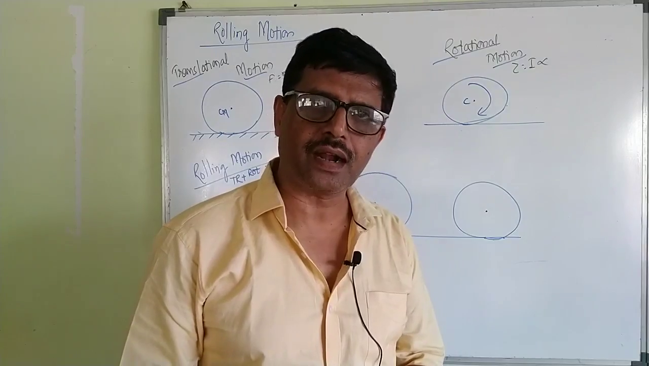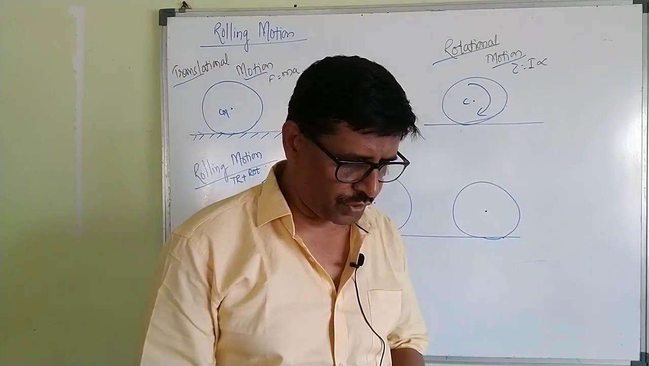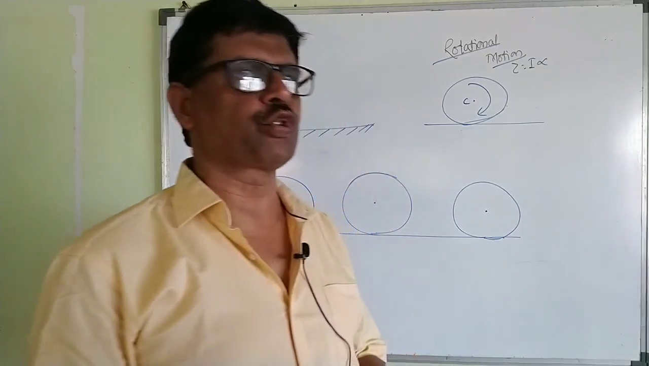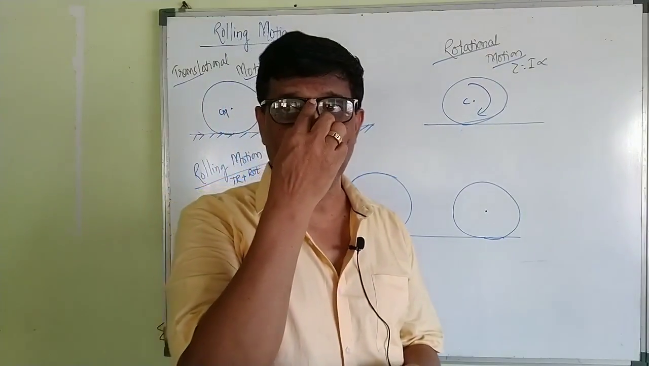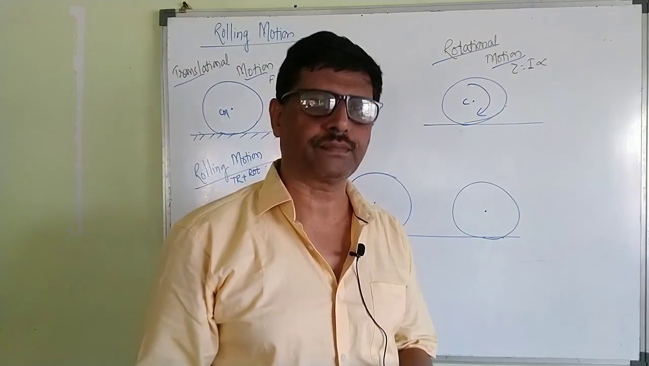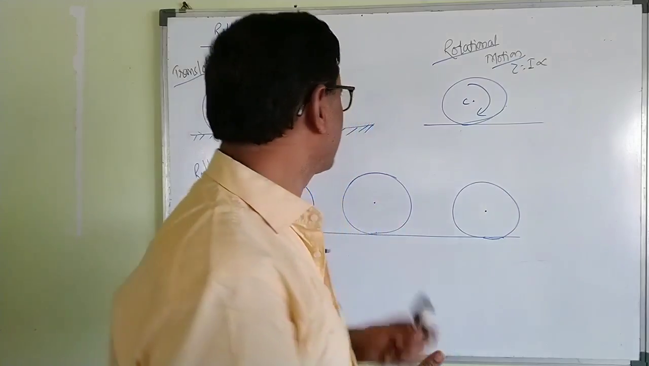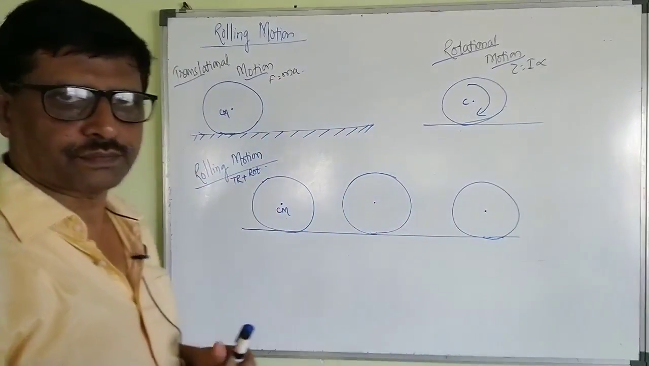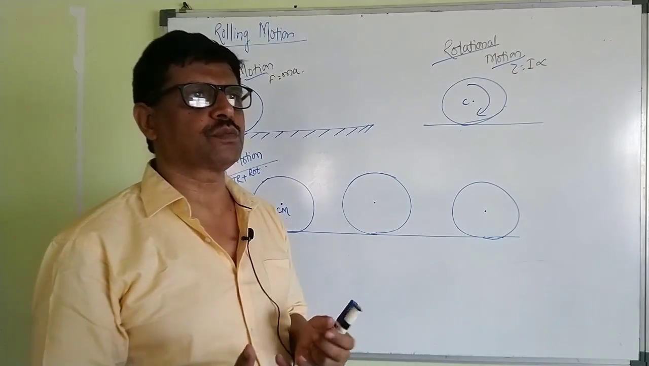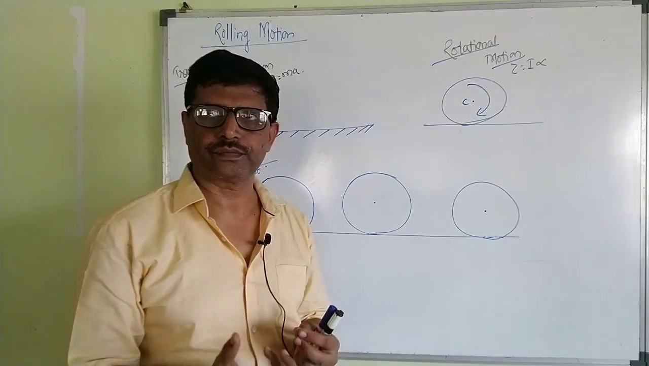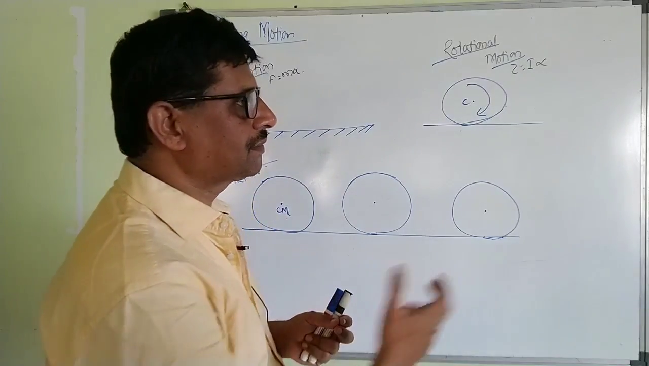Today we will start with again one of the important types of motion, that is rolling motion. Before starting with the actual pure rolling motion, I will revise some basic concepts of translational motion. We know that translational motion, or the linear motion of an object, is along a straight line.